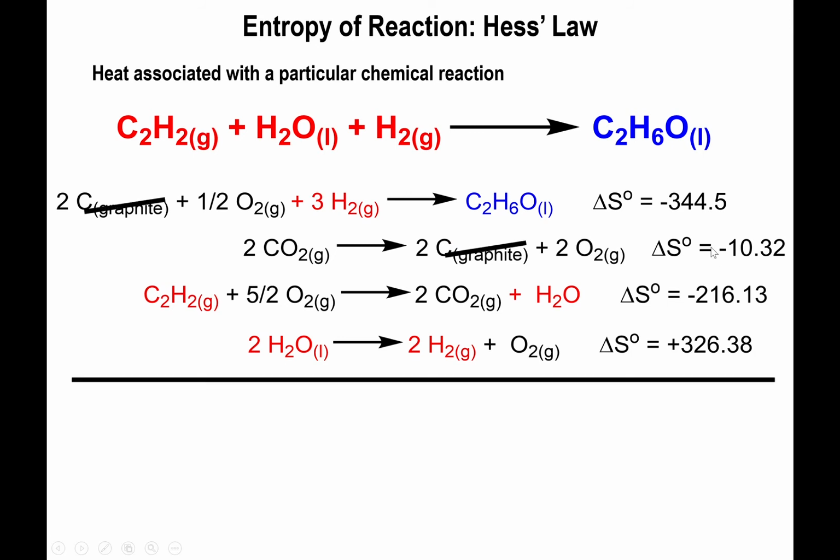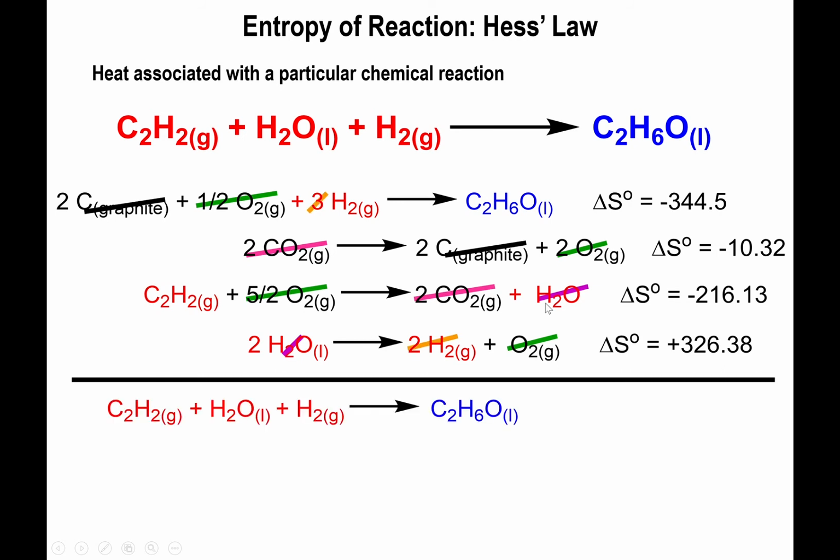The two C graphites will cancel out, your two CO2s will cancel out, your oxygens, 1/2 plus 5/2, which is equal to 3 oxygens, is the same as the 2 oxygens and the 1 oxygen on the right side, which is also 3, so they cancel out. Your 3 H2s on the left side partly cancel out with the 2 H2s on the right side. Your 2 waters on the left side partly cancel out with the 1 water on the right side. So you end up with the desired equation.